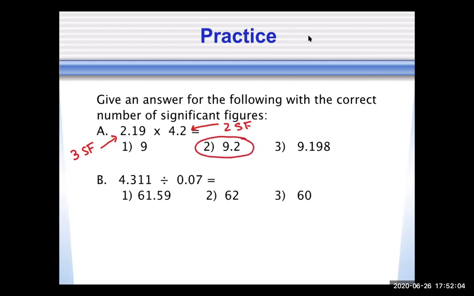All right, let's take a look at B. This is a division. This number has 4 significant figures. And this number right there only has 1 significant figure. So our answer can only have 1 significant figure. So that would be this one. Remember that the 0 is not significant on the 60 because we do not have a decimal.